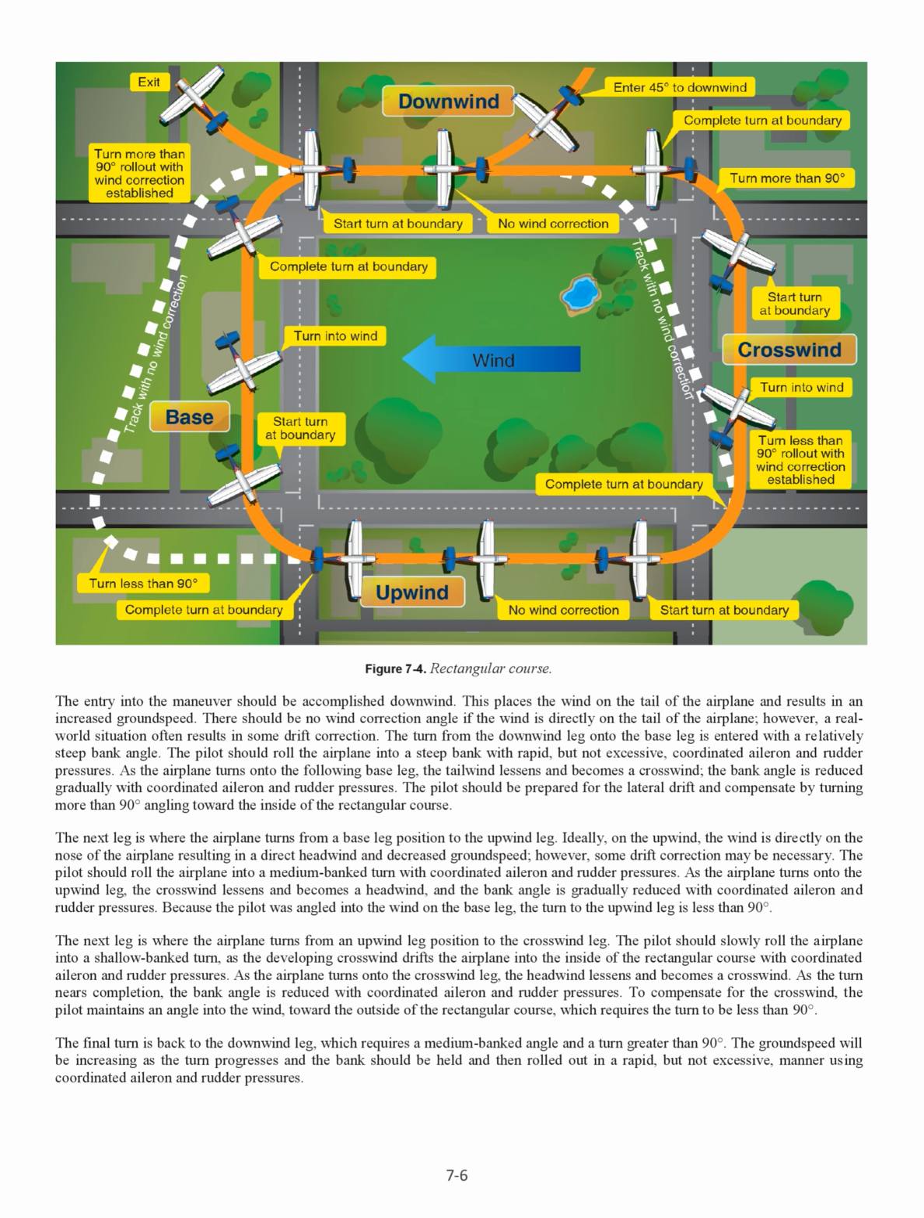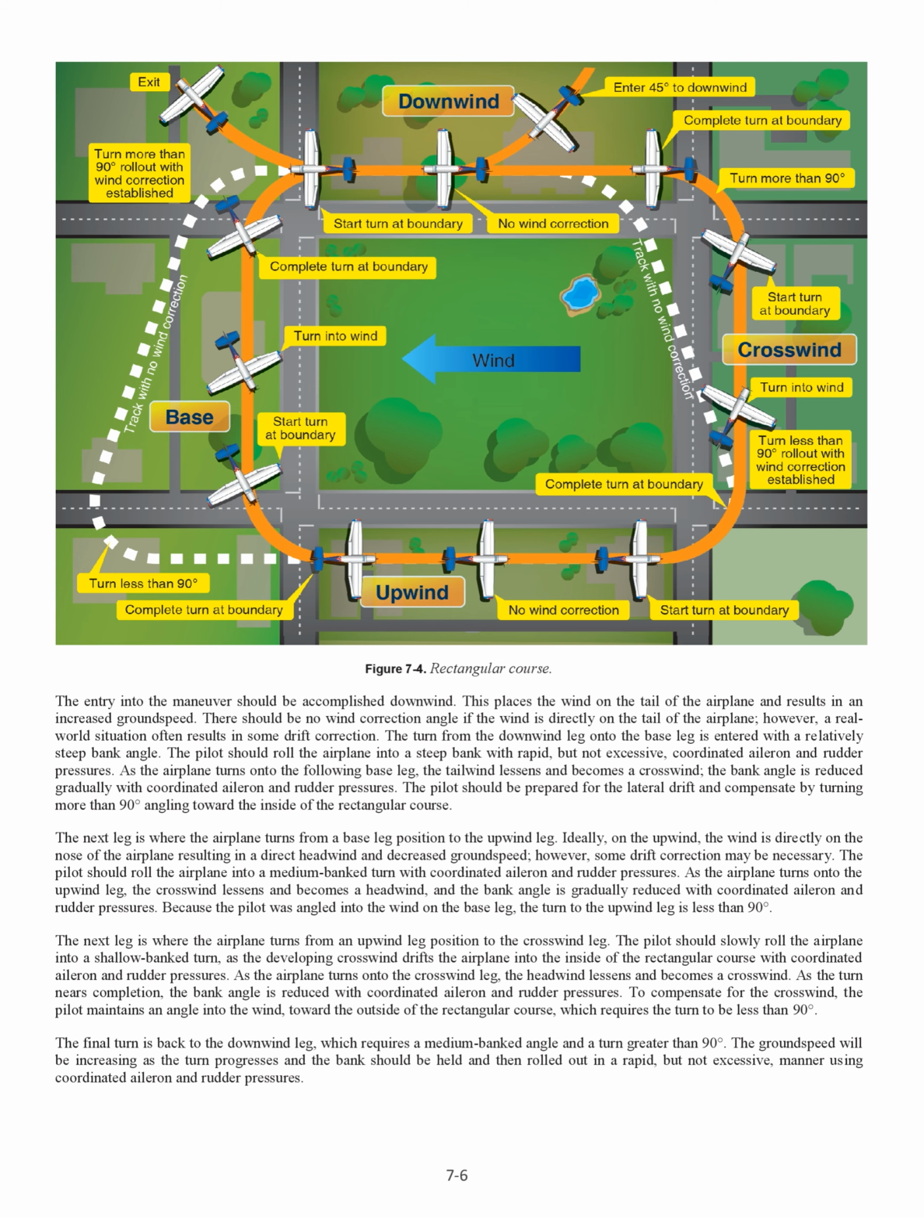The next leg is where the airplane turns from an upwind leg position to the crosswind leg. The pilot should slowly roll the airplane into a shallow bank turn, as the developing crosswind drifts the airplane into the inside of the rectangular course, with coordinated aileron and rudder pressures. As the airplane turns onto the crosswind leg, the headwind lessens and becomes a crosswind. As the turn nears completion, the bank angle is reduced with coordinated aileron and rudder pressures. To compensate for the crosswind, the pilot maintains an angle into the wind, toward the outside of the rectangular course, which requires the turn to be less than 90 degrees.